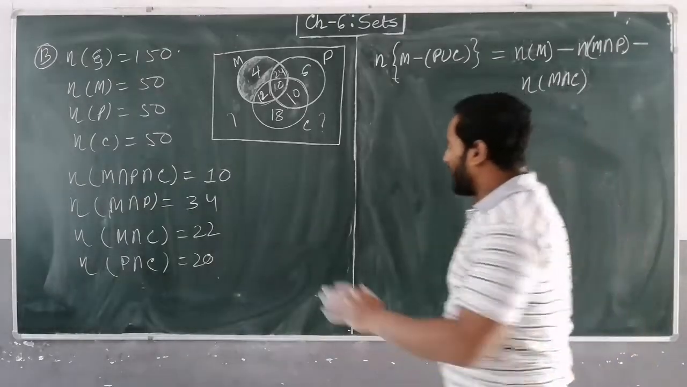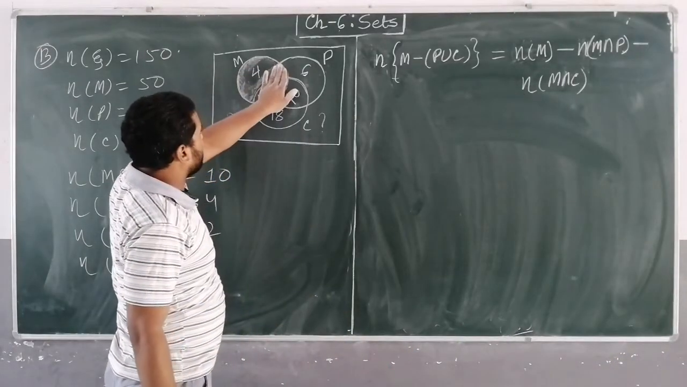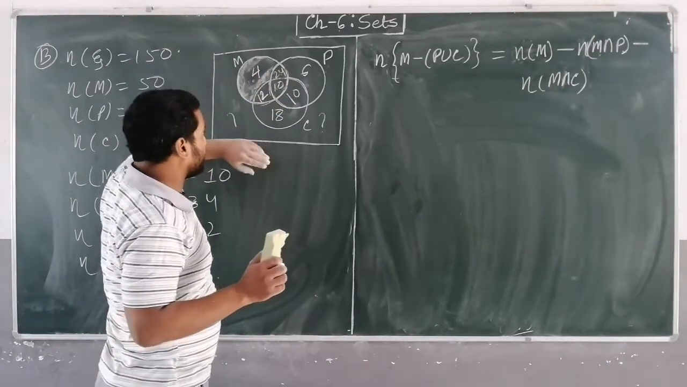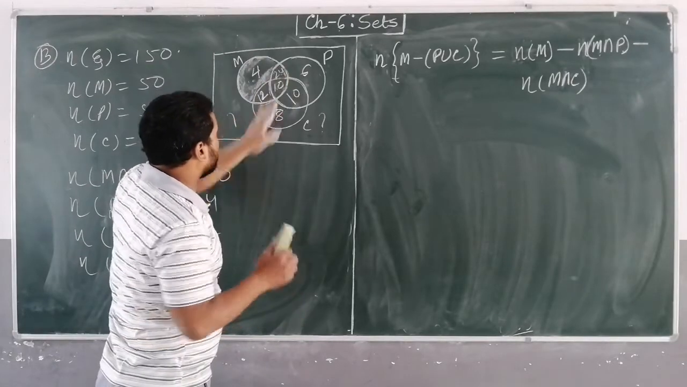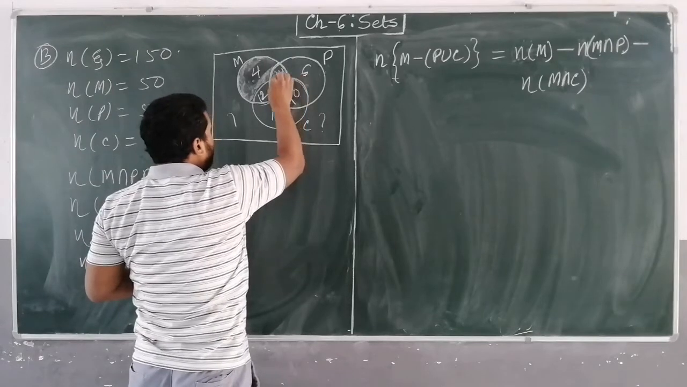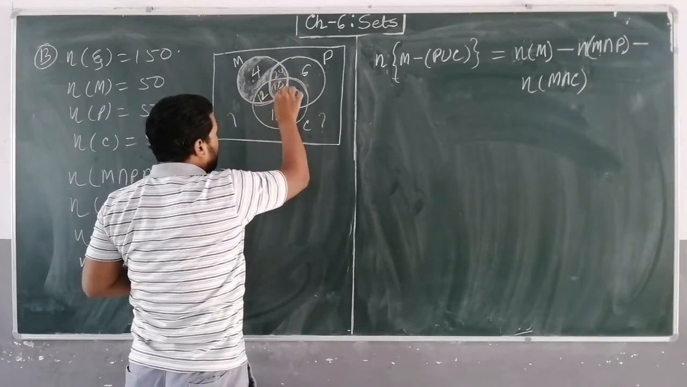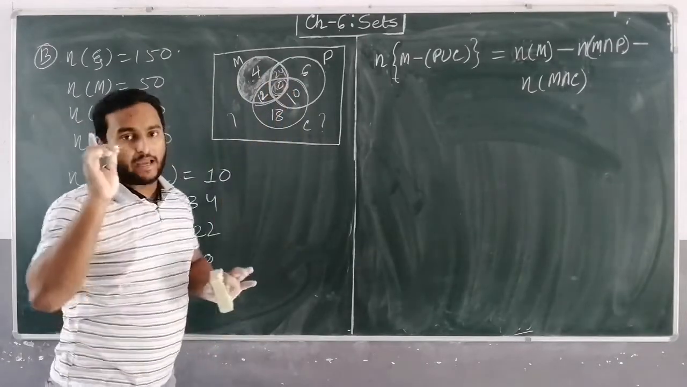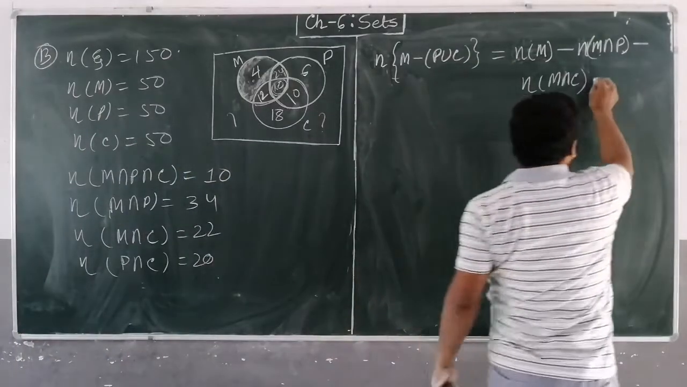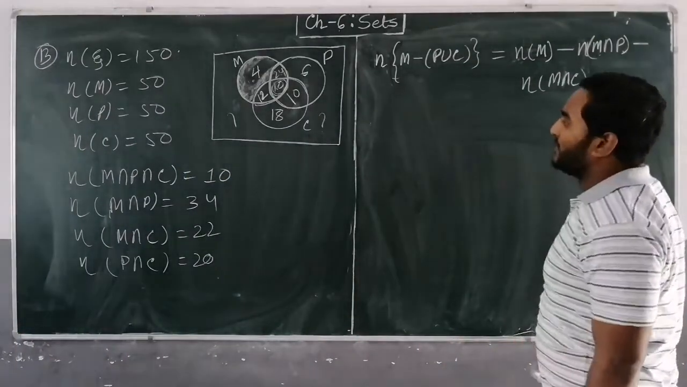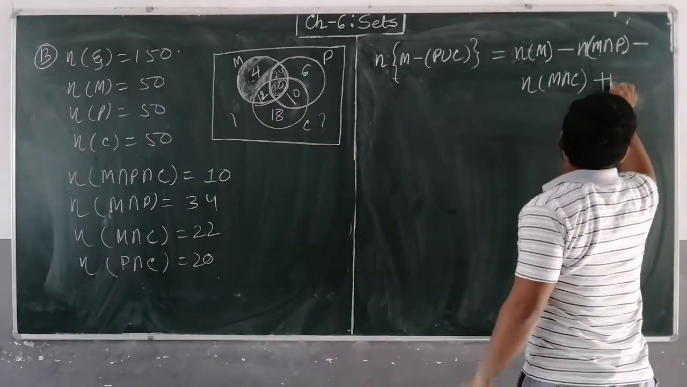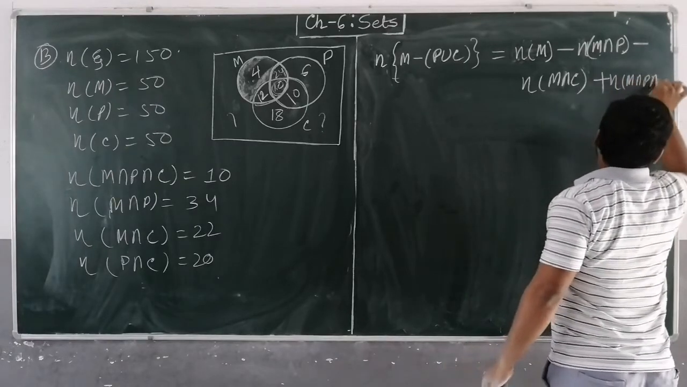So from M we are subtracting this part and this part. So only this part will be left, that is only mathematics. But see this, when you are subtracting this part, this 10 is coming. When you are subtracting this part, again this 10 is coming. So this part is coming 2 times. So we are subtracting this one 2 times. So we will add this 1 time, means this is the part. What is this part? 10, n of M intersection P intersection C.